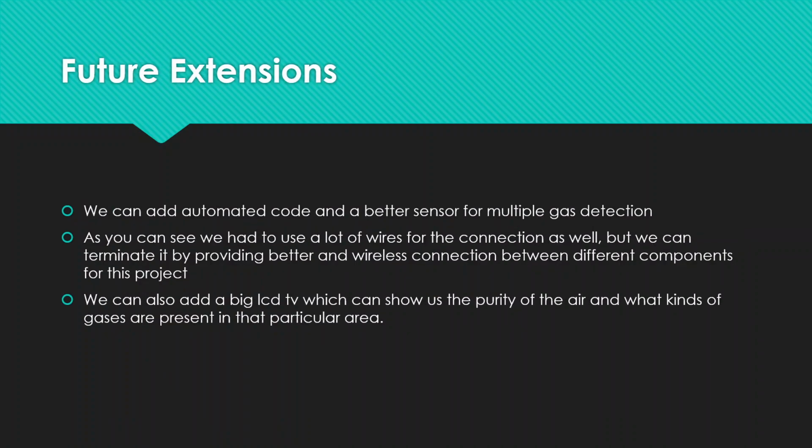As for the feature extensions for this project, we can add automated code and a better sensor for multiple gas detection. As you can see in this project, we have a lot of wires for the connections between different components. We can eliminate them by providing better, wireless connections between the components of the project. We can also add a big LCD TV which can show us the purity of the air and what kind of gases are present in that air.